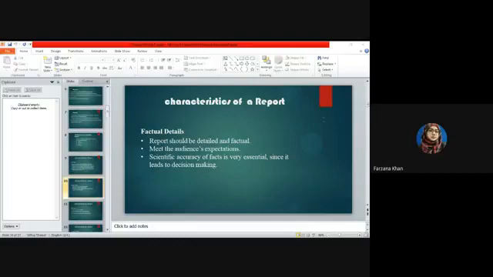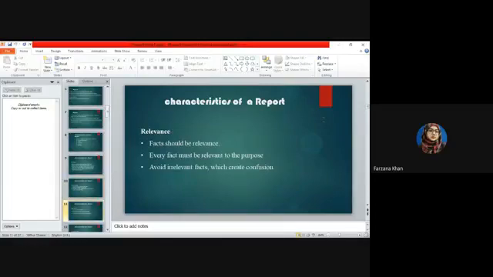The scientific accuracy of the facts is very essential for a good report. Since reports invariably lead to decision making, inaccurate facts may lead to disastrous decisions. As your report leads you to decision making, that's why it's very important that you should provide the factual details. The accuracy of detail is mandatory while writing a report.